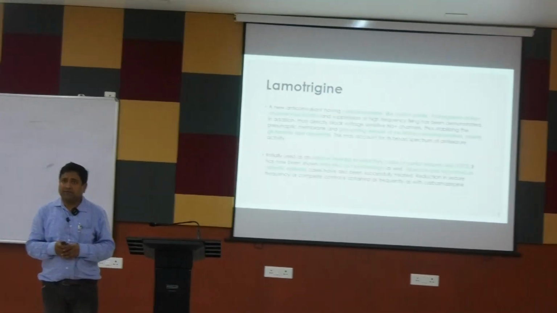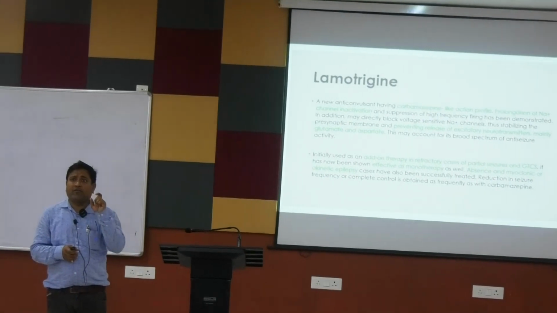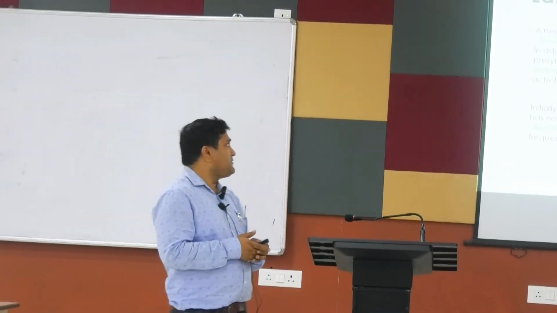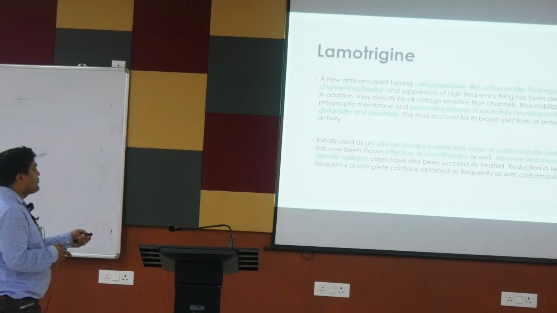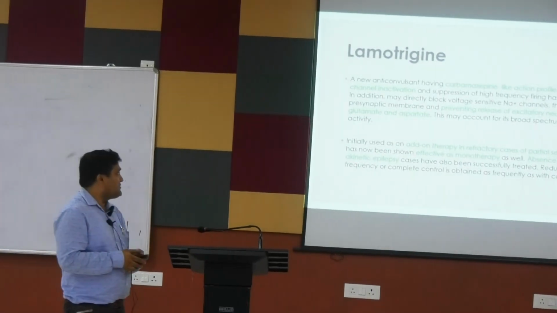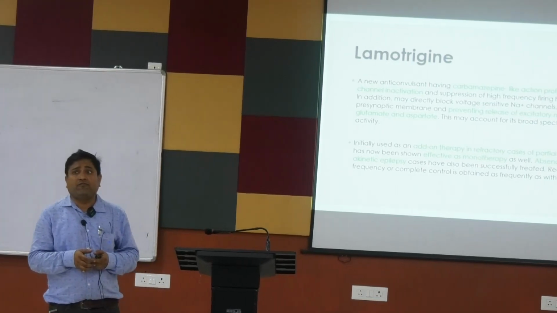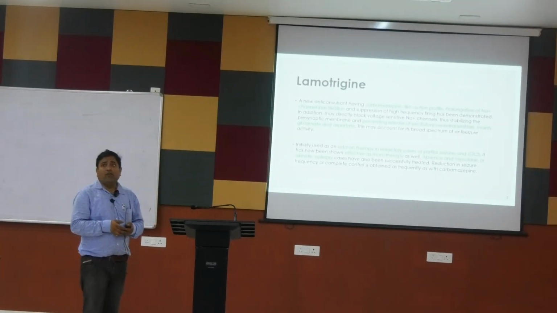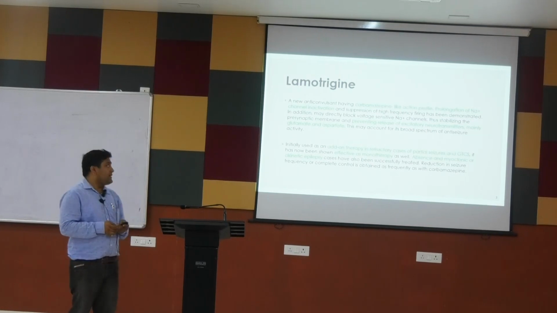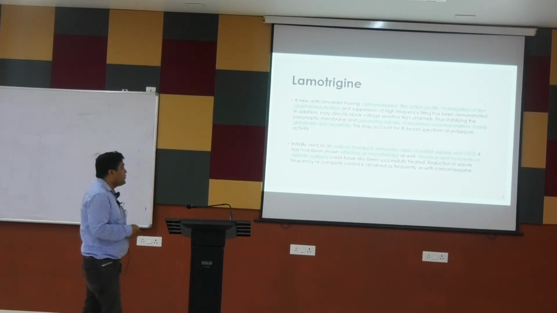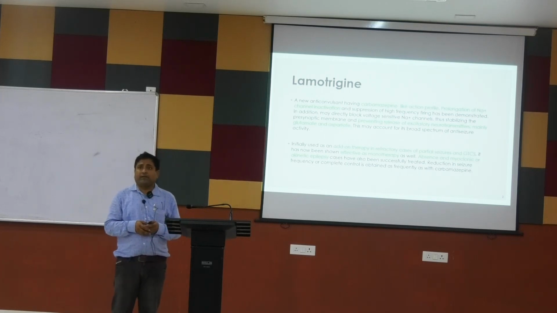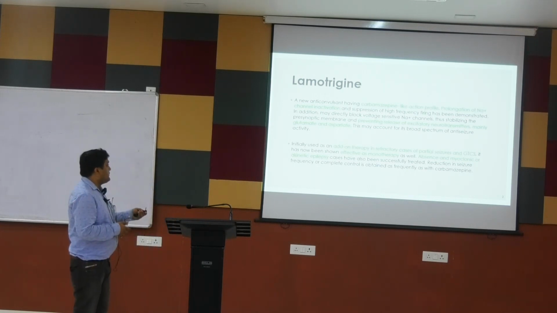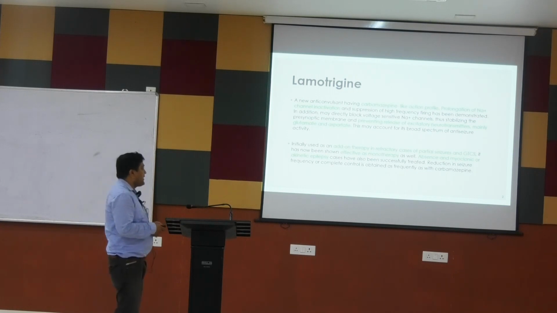How does carbamazepine act? Carbamazepine acts on the sodium channel. It prolongs the inactivated state of the sodium channel. Likewise, lamotrigine also prolongs the sodium channel inactivation, and thus suppresses the high frequency firing of the sodium channels. Other than that, it also directly blocks the voltage sensitive sodium channel, and thus prevents the release of excitatory neurotransmitters like glutamate and aspartate, and thus decreases neuronal excitability. This may account for a broad spectrum of anti-seizure activity.